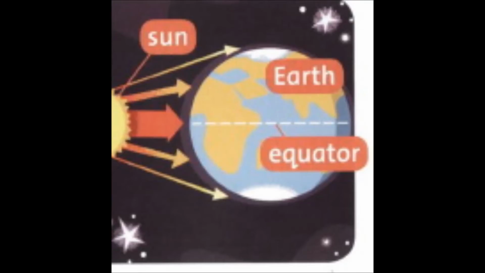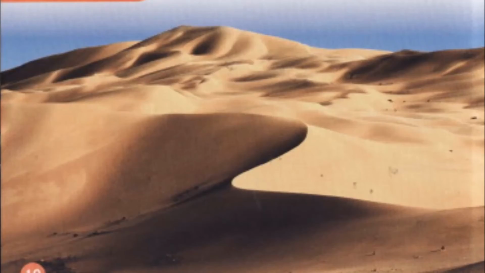Chapter 4. Hot places. A lot of hot places on Earth are near the equator. Near the equator, the light from the sun is strong. It's often hot in summer and in winter. There are many hot deserts near the equator.